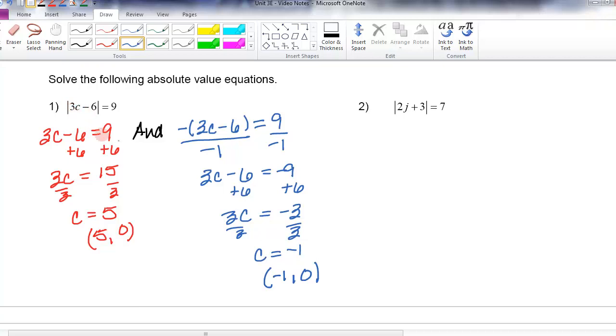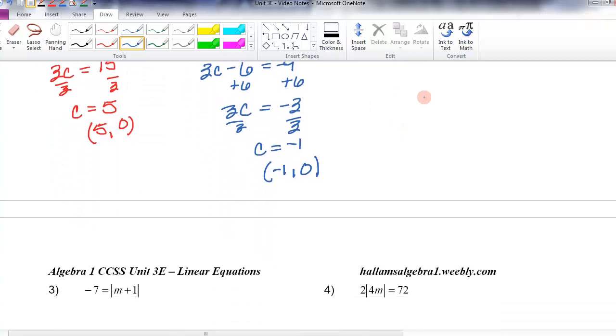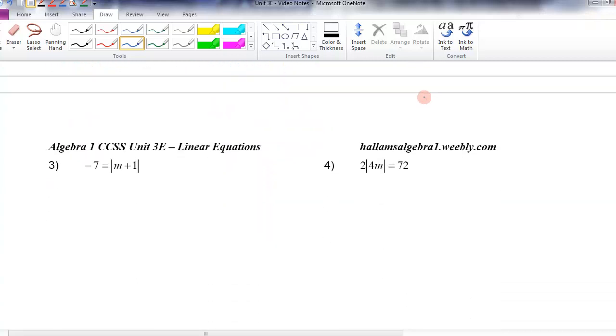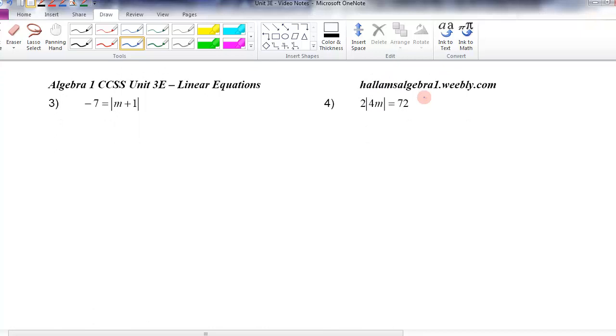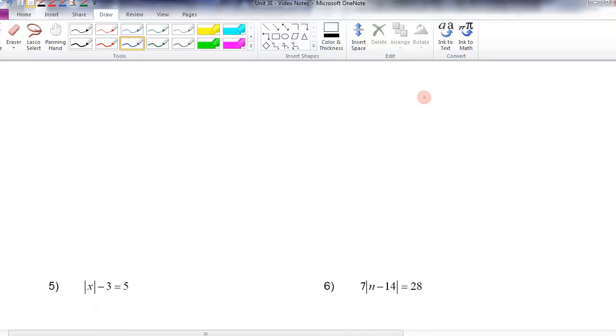Or the point negative 1, 0. And we could graph this. You'll notice this looks like one of those problems yesterday where there's a 3 here. We didn't talk a ton about that, but it's not necessary at this point because now we can solve it algebraically. When I get back in class, we'll talk a little bit more of that graphically so we can kind of understand it.